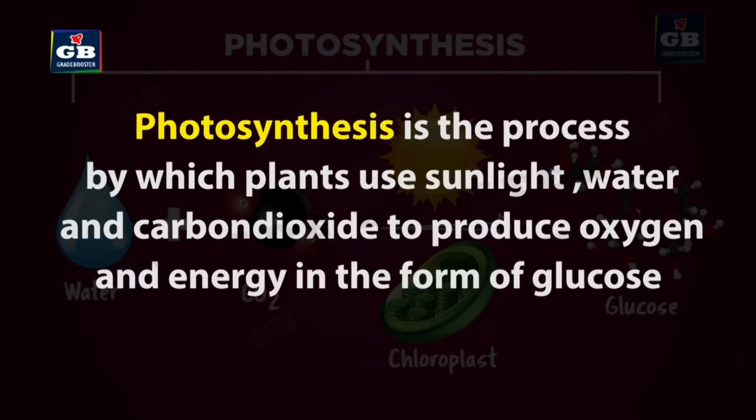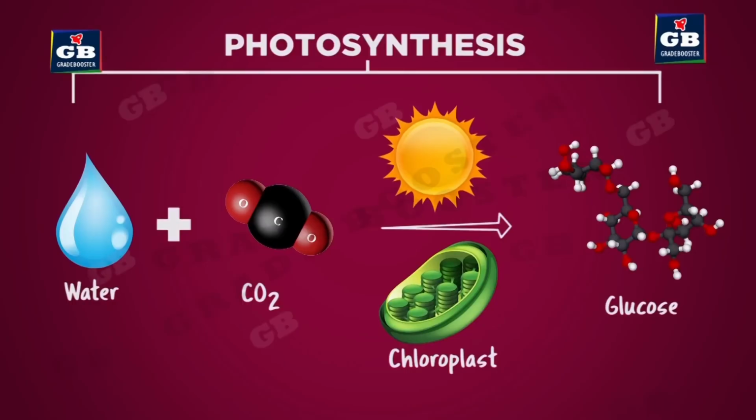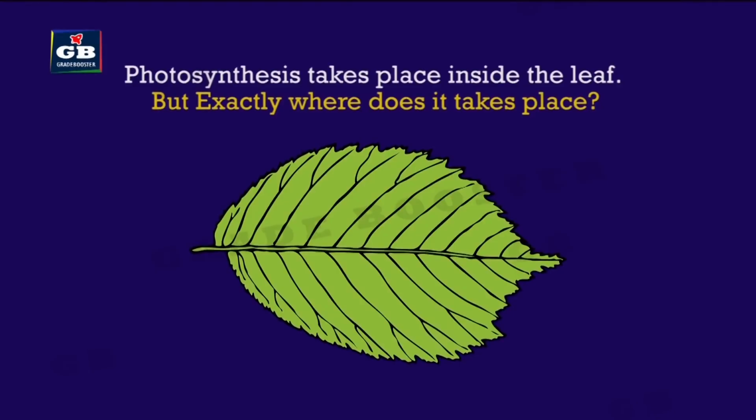Photosynthesis is the process by which plants use sunlight, water, and carbon dioxide to produce oxygen and energy in the form of glucose. That means in photosynthesis, water, carbon dioxide, and sunlight are the raw materials, glucose and oxygen are the products. We know that photosynthesis takes place inside the green leaves. But do you know the exact location of photosynthesis inside the leaf?